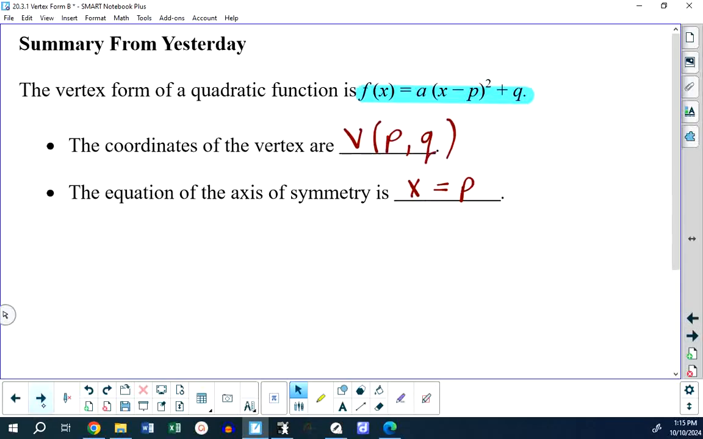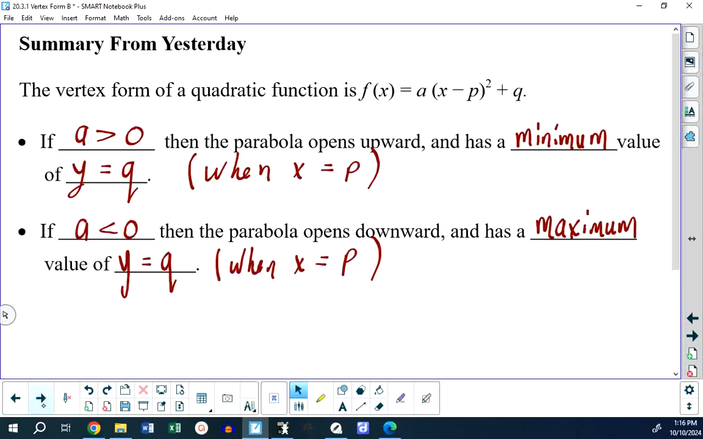I know that we've just gone through this, but let me go through it again because it'll make me editing this video a lot simpler. Okay. We have learned that when you have a quadratic function of the form f of x equals a times (x minus p) squared plus q, the vertex is identified by the numbers p and q, and the equation of the axis of symmetry is x equals p.